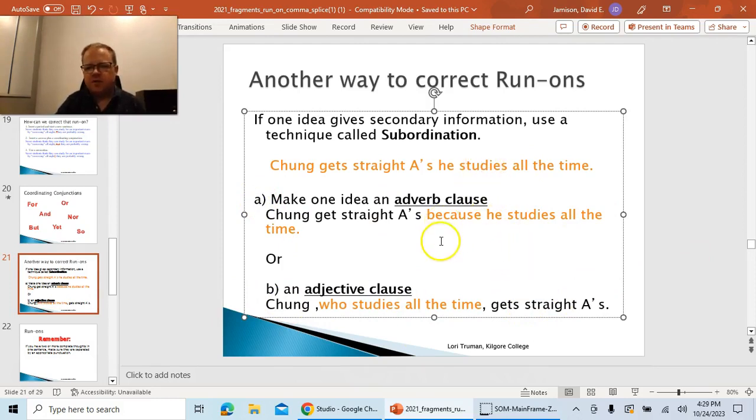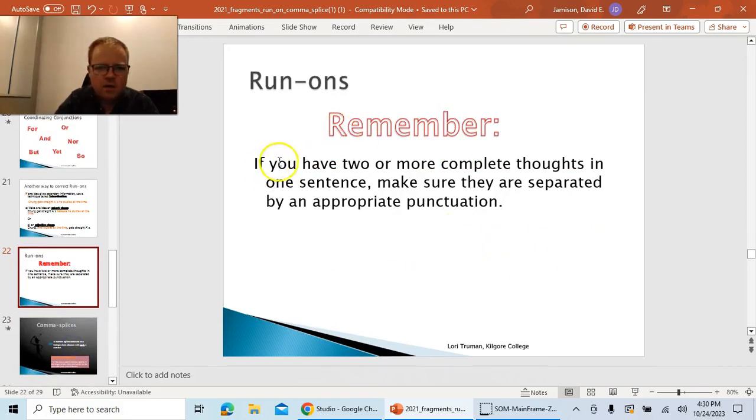But anyway, a good way to do this is by adding because. That's a subordinating conjunction, and then you don't even need a comma. This one is just adding a phrase that describes Chung and makes it into a single sentence. If you have two or more complete thoughts in one sentence, make sure that they are separated by appropriate punctuation.